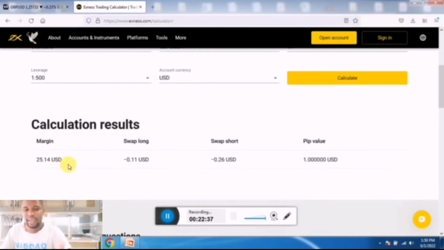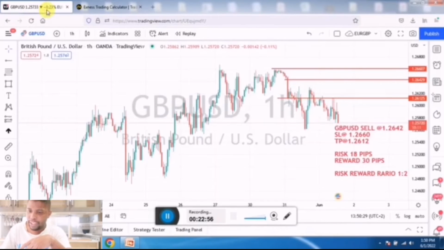It's almost a quarter of what the 250 was. But now the PIP value is $1. So $1 times 18 is $18, which is your risk, and then the reward, 1 times 30, means you could have made $30, which is just modest.